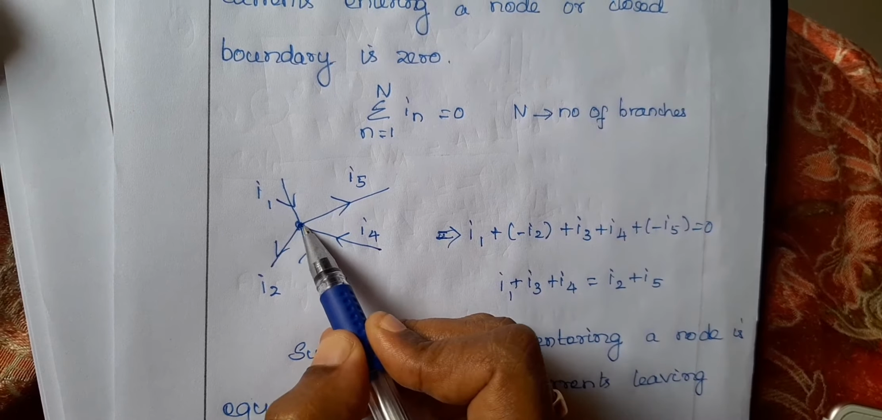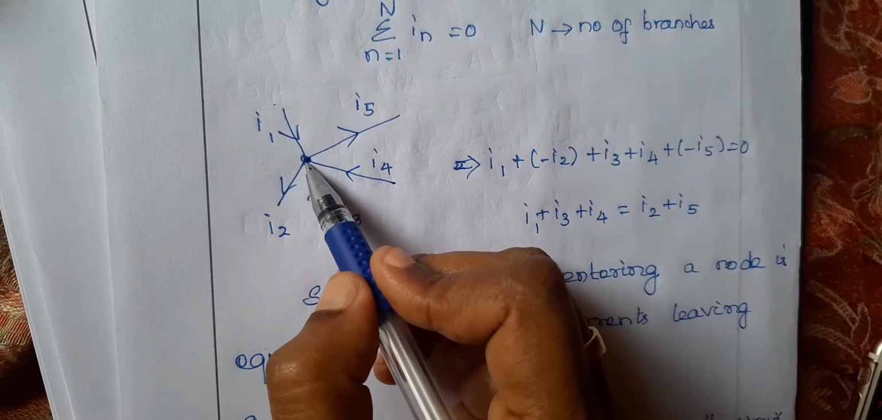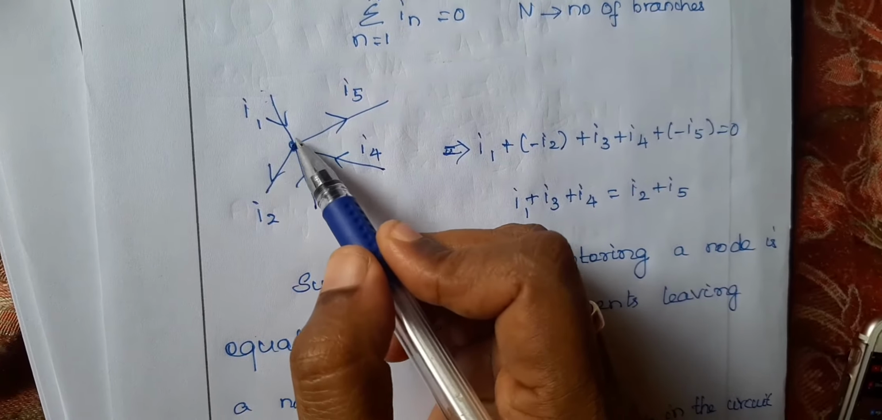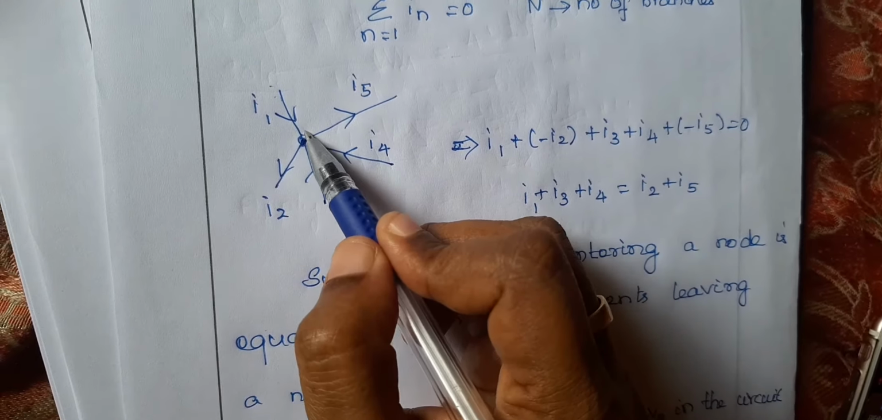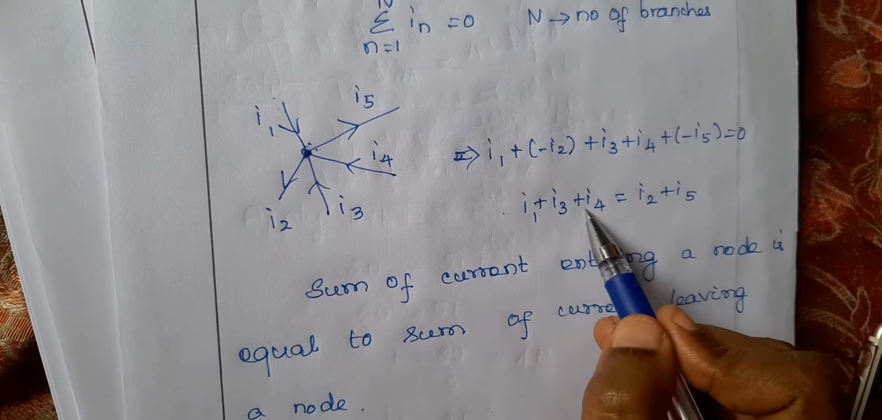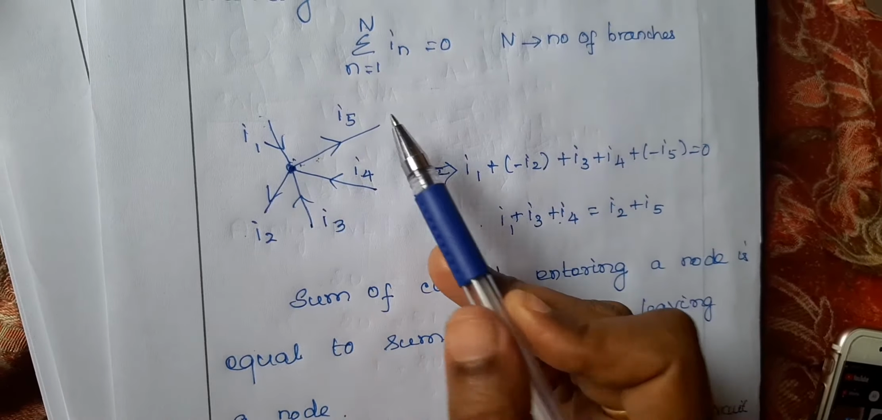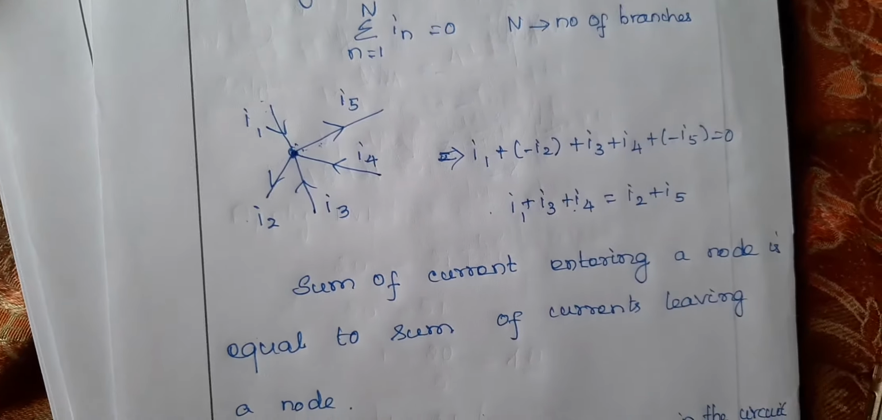So we are taking this as one node. How many currents are entering this node? I1 is entering, then I3 is entering, then I4 is entering. So I1, I3, I4 are the entering currents. What are the leaving currents? I2 and I5 are the leaving currents.